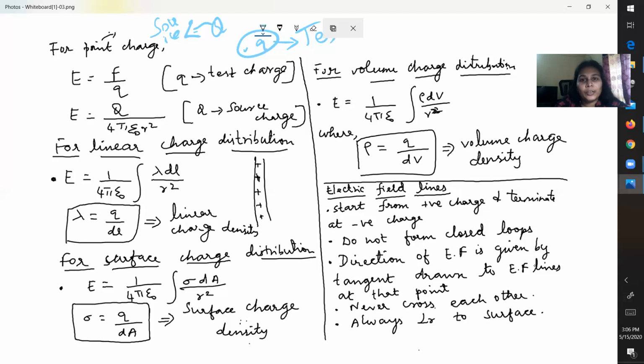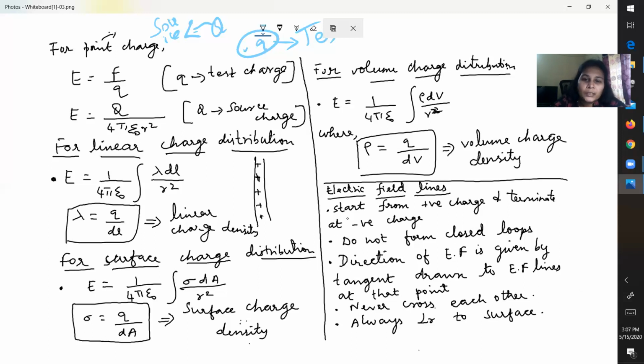Next is electric field lines. When I always say electric field is a space, there should be some concrete evidence, or some concrete method of showing you how the electric field is. For that, the pictorial representation of electric field is known as electric field lines. These electric field lines have some properties. I have listed those properties for you. Already we have discussed this also in our classroom.